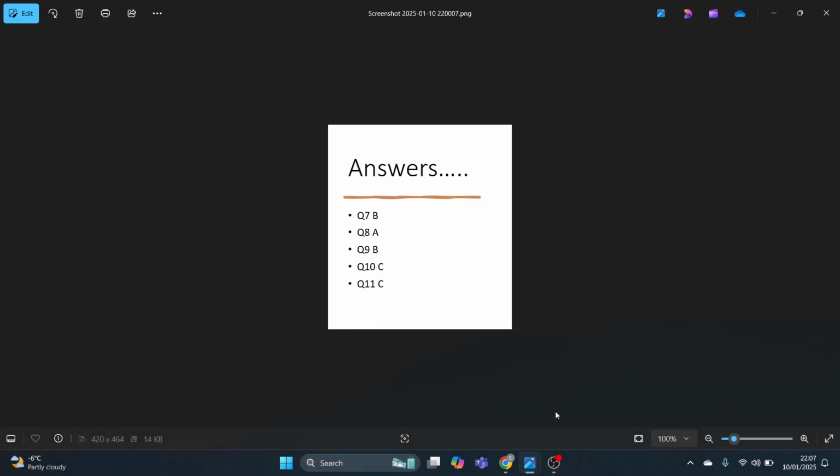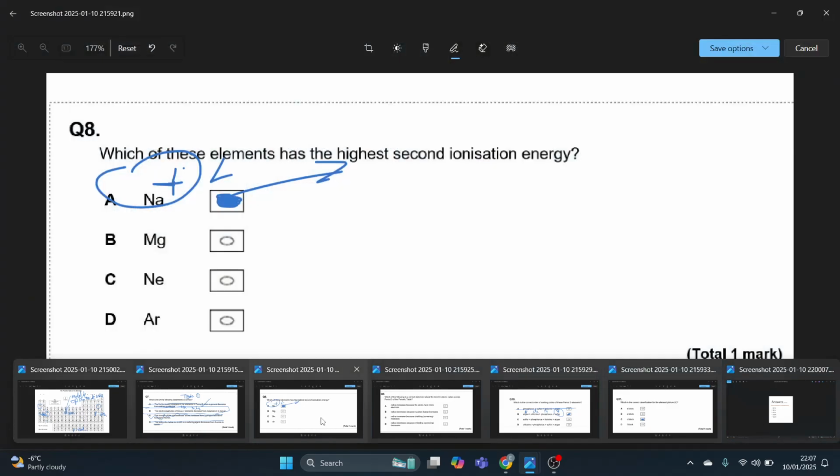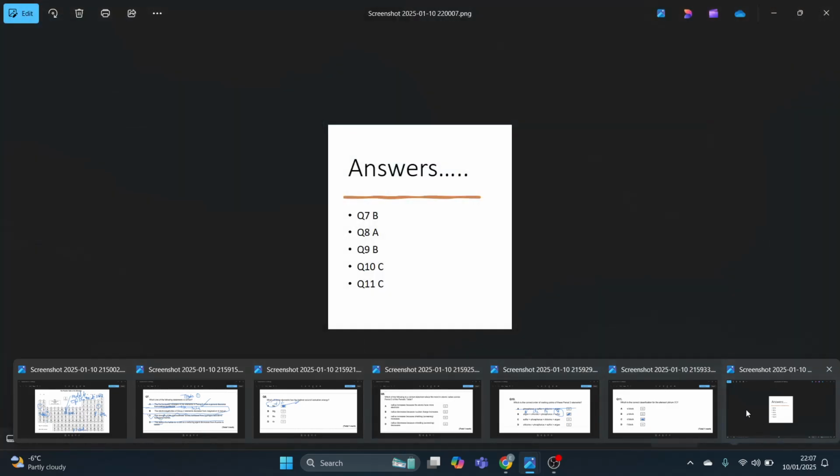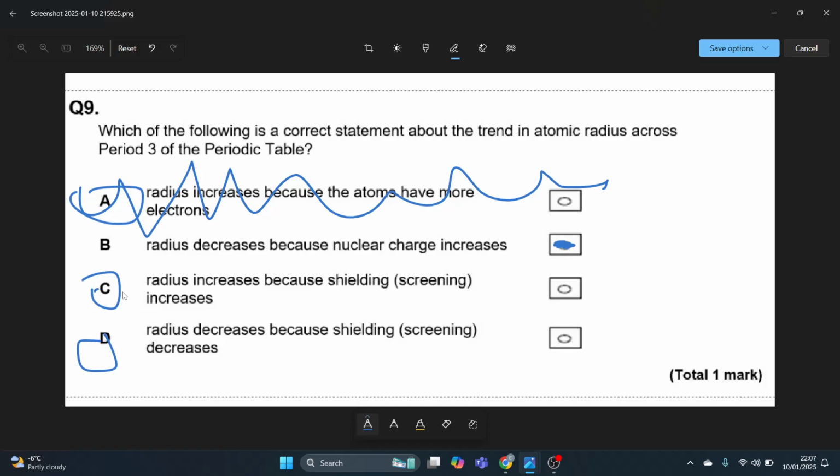Let's mark it. Question 7, B. Yep. Question 8, A. Perfect. Question 9, B. I did have a feeling it would be 9B, but these looked so convincing as well. Which one was most convincing? Radius increases because atoms have more electrons? No, it wasn't really this one. It was all of them, but especially part C, radius increases, shielding increases. But I should have known the nuclear charge increases.